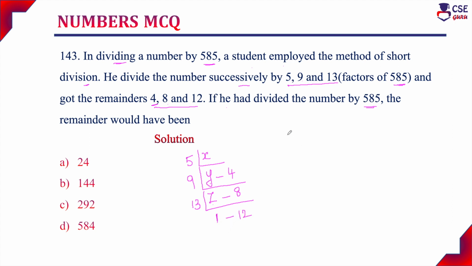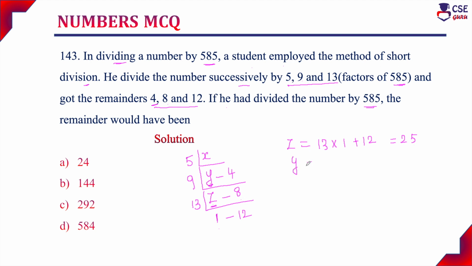We know the formula: dividend is divisor into quotient plus remainder. So to find the z value, the divisor is 13, the quotient is 1, the remainder is 12. Divisor 13 into quotient 1 plus remainder 12. So we will get it as 25. Next, to find y, the divisor is 9, the quotient is the z value, the remainder is 8.